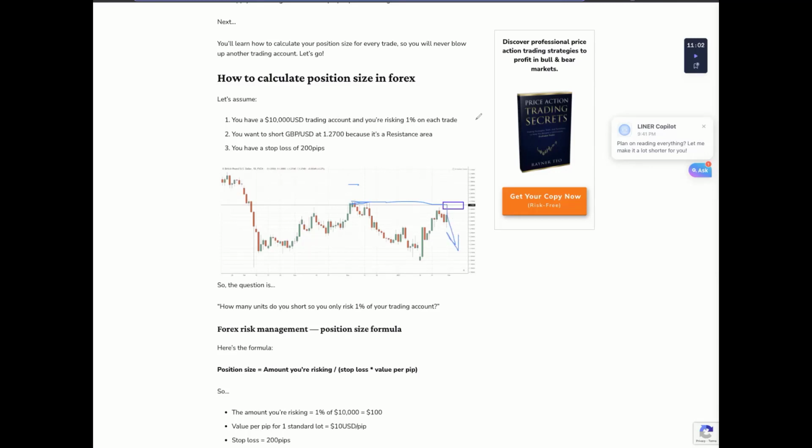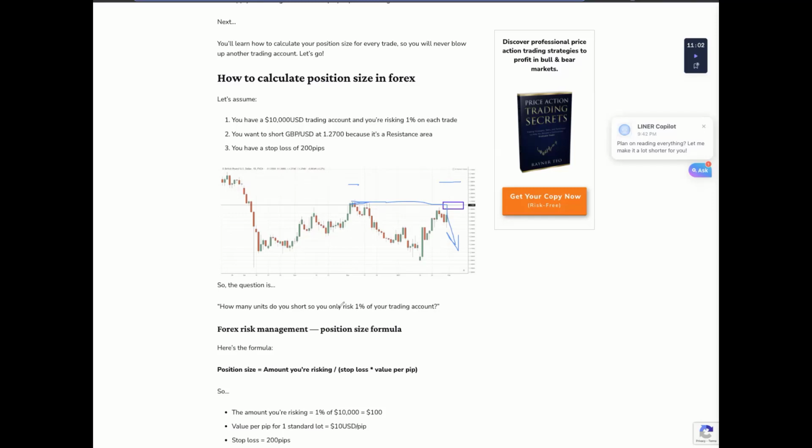Now, you said you want to risk 1% on a $10,000 account, and you are shorting the pounds dollar at 1.27 because of the resistance area. Then you have a stop loss that is 200 pips away from your entry level, maybe somewhere here. So the question is, how many units do you short so that you only risk 1%?